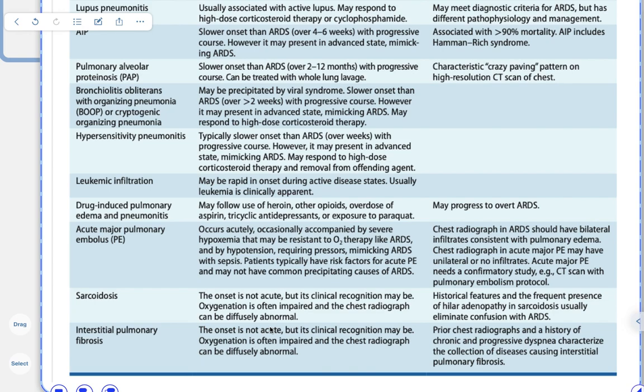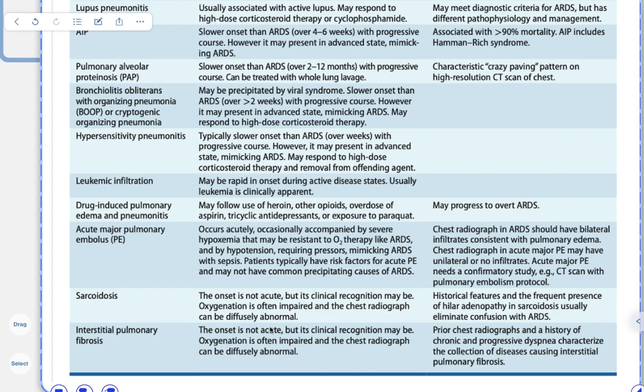And remember, the chest X-ray in ARDS should have a bilateral infiltrate consistent with pulmonary edema. However, in acute pulmonary embolism, they may have unilateral findings or there might be no infiltrates at all. Acute pulmonary embolism needs, of course, a confirmatory study, for example, a CT with pulmonary embolism protocol or a CTPA or a VQ scan.